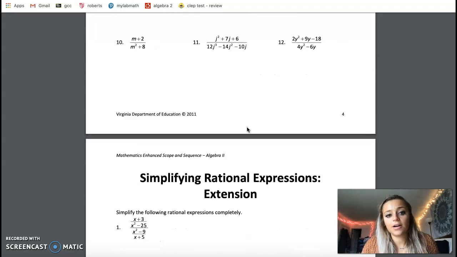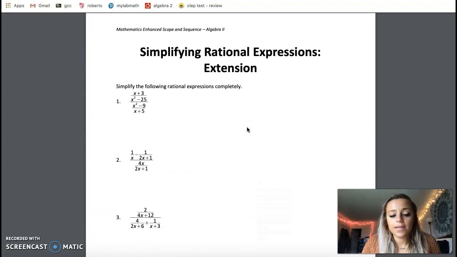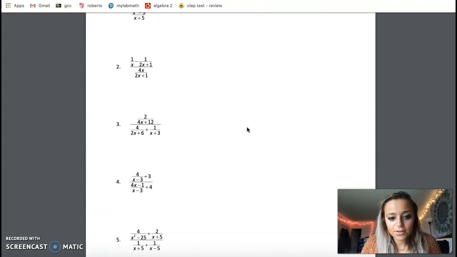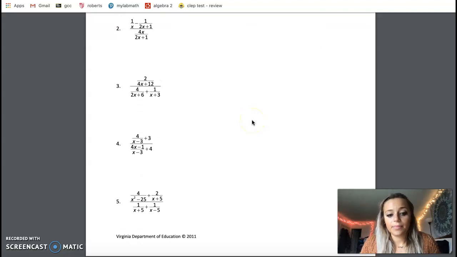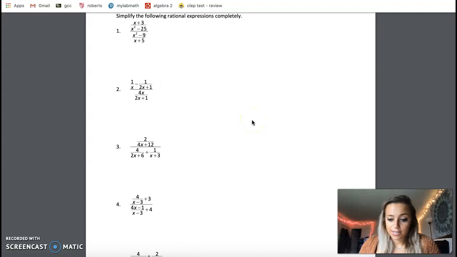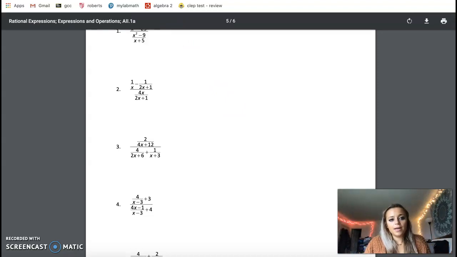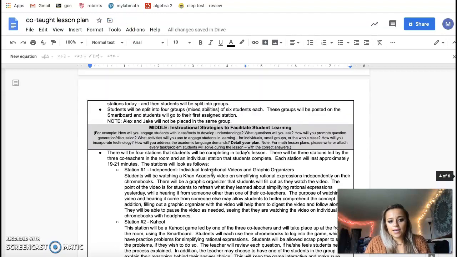Say students fly through this one at that station, they're going to be given this worksheet. They have to simplify these completely. It is the same process, they just have to do it a few more times in order to get the answer, so they know how to do it. They just have to break the problem down further. So that's pretty much the lesson.